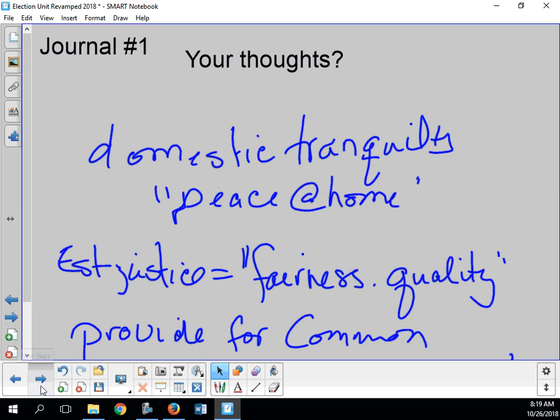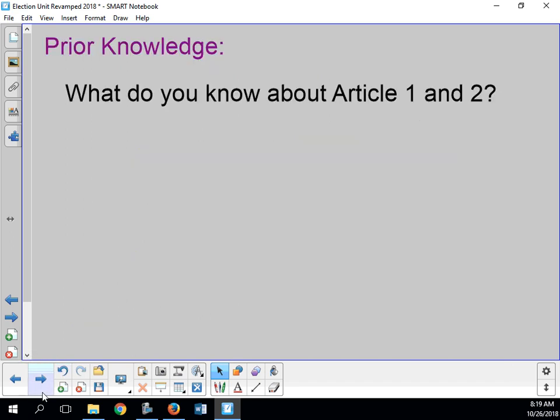Okay, moving on. All right, so I want a little prior knowledge here. This is an easy peasy. First of all, tell me, what is Article 1 about? What do you know? You know one thing for sure. It's the legislative. It's all about the legislative, okay? What about Article 2? What do you know? Article 1 is legislative, and Article 2 is?